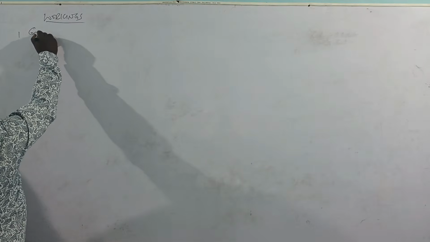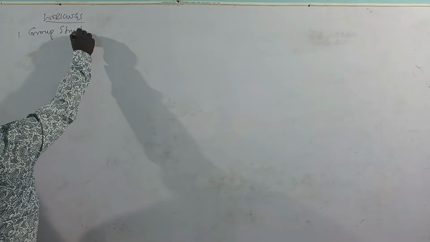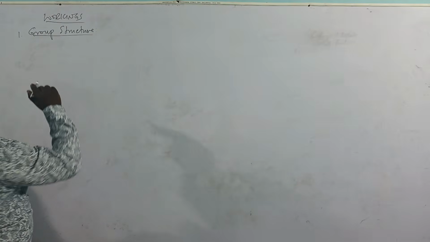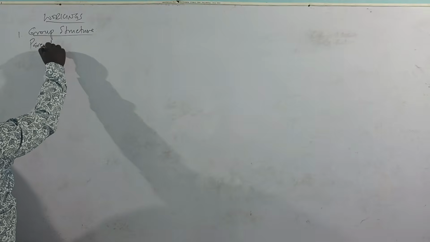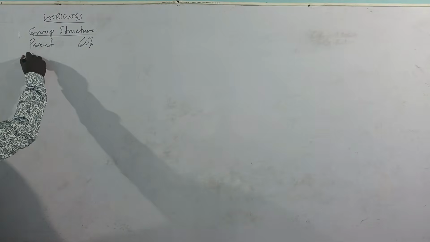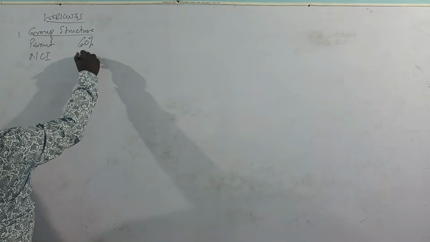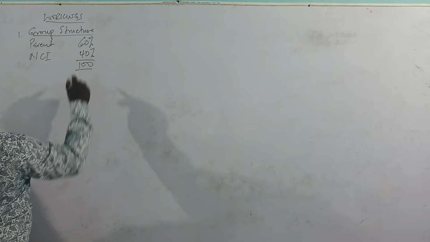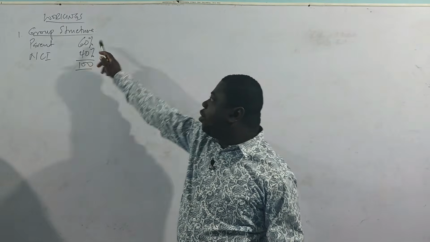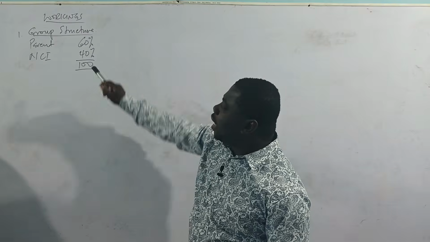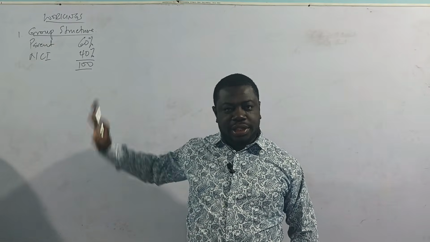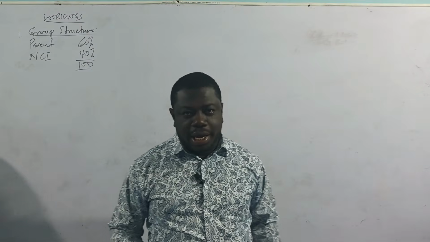Working one, the group structure. Now, the group structure is like this because the 60% has already been given to you. So parent holds 60% of the subsidiary, and then non-controlling interest will definitely hold the rest of the 40%, giving us 100. So that is the first thing you show in your solution, the group structure. Parent holds 60% of the subsidiary, and then NCI will hold the remaining 40%. That is the group structure. And then let's continue reading.